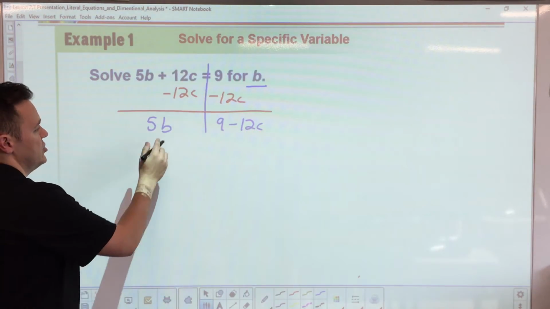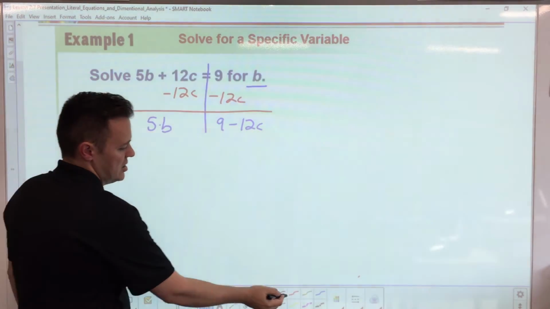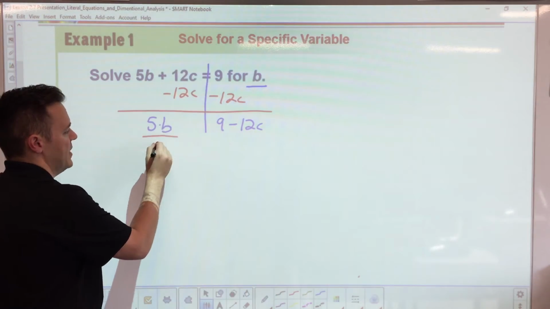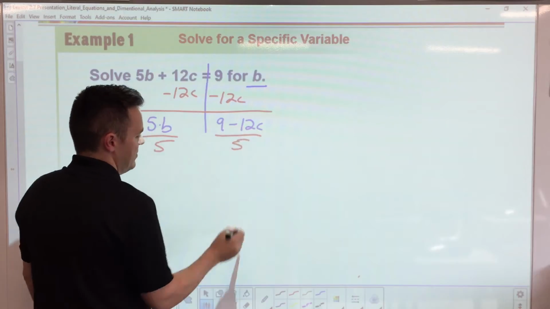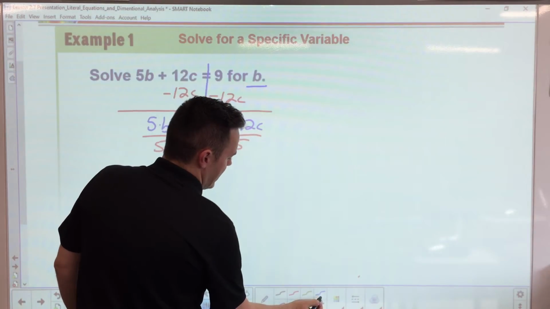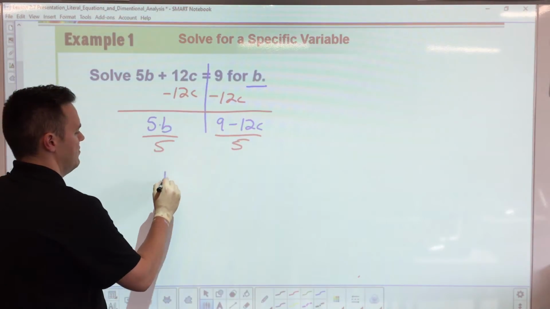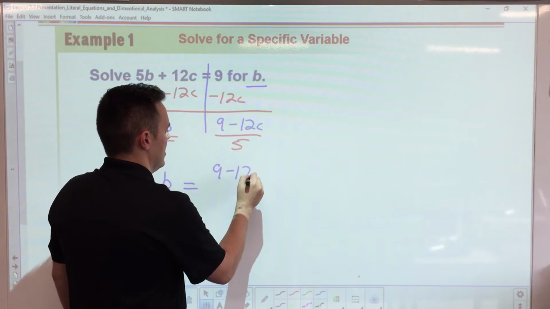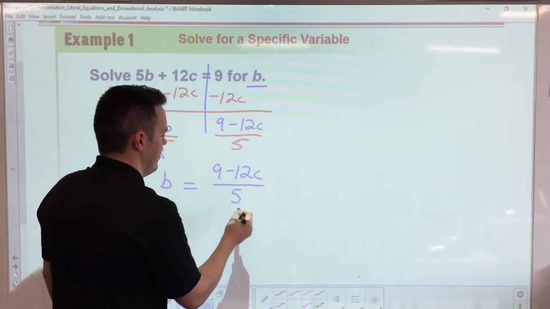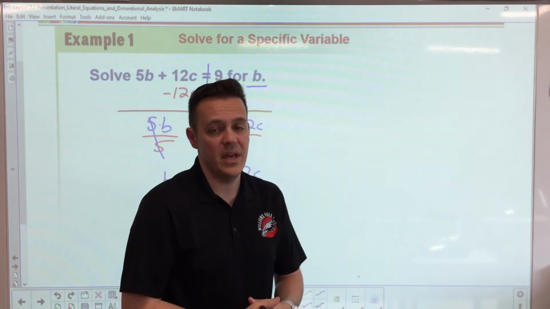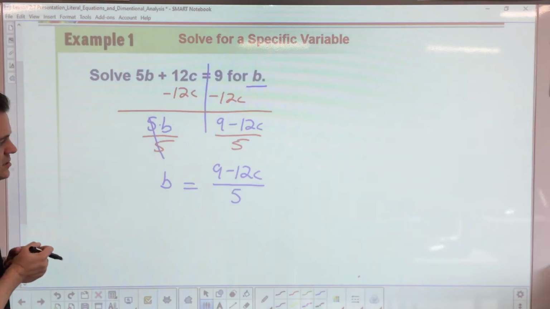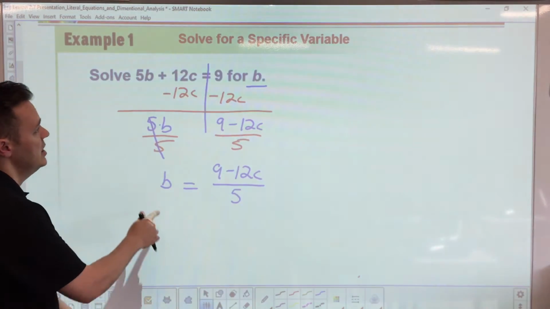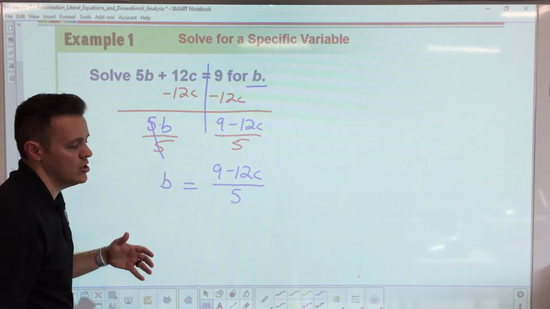And then, last thing you do to solve for b, remember this is multiplication, you would do what? You would do division. So you divide this by 5, divide that by 5. When you do that, you end up with your final answer, b, because these cancel out, equals 9 minus 12c all over 5. Can you do anything beyond that? Not really, ladies and gentlemen. Just leave it sitting like it is right here, because you can't simplify any farther. So to solve for b, that is what you do, okay?